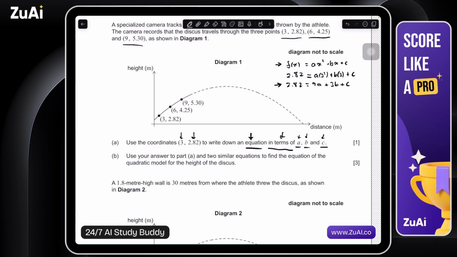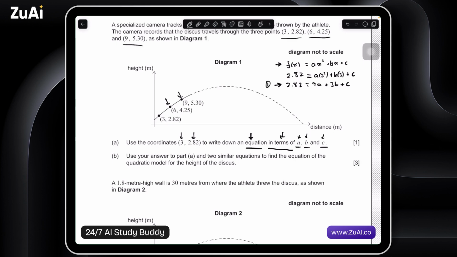All right. So if we could do the first one and write an equation in terms of a, b, and c, we want to do this again 2 more times using these 2 other points, and then we want to use not the polynomial root solver, but simultaneous equations. We want to use simultaneous equations to solve. So let's go ahead and do that. So here's equation 1. Let's go ahead and find equation 2.